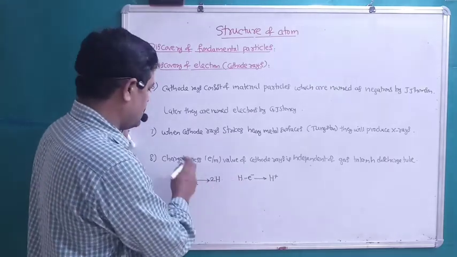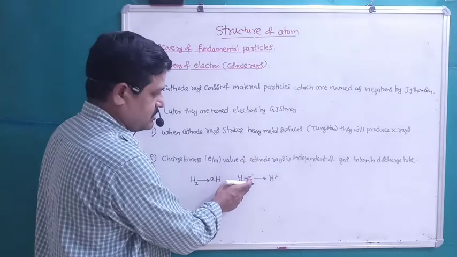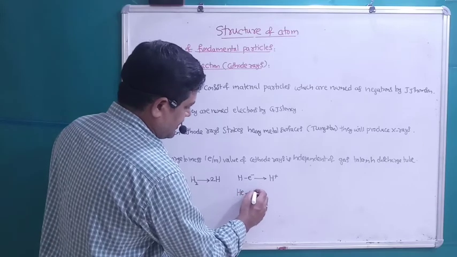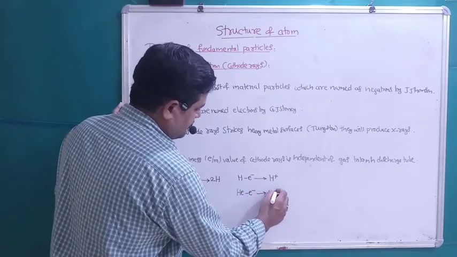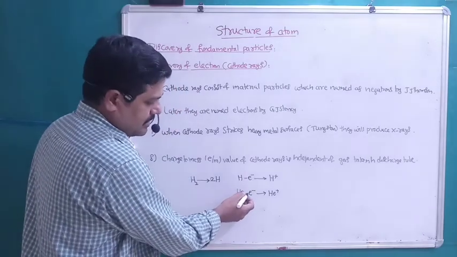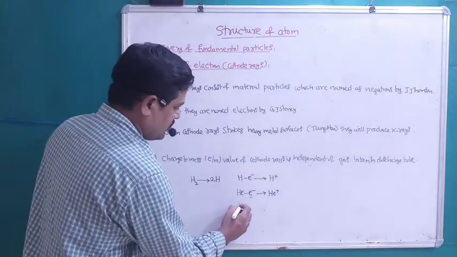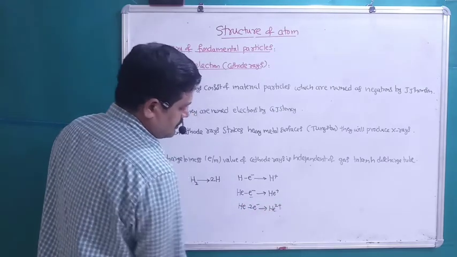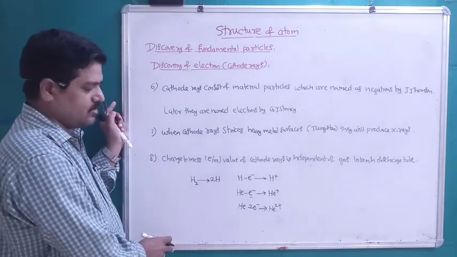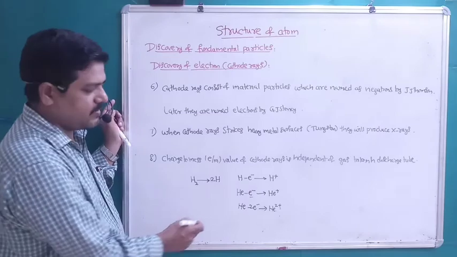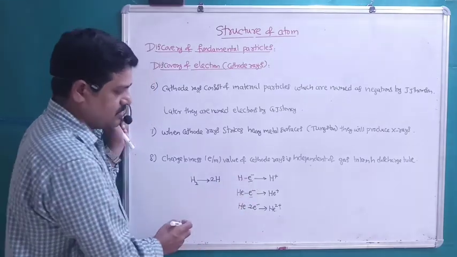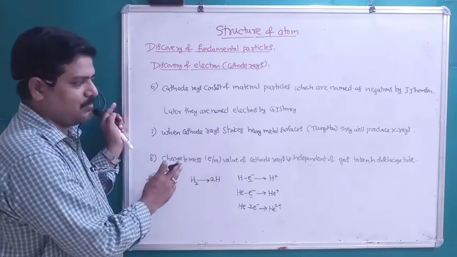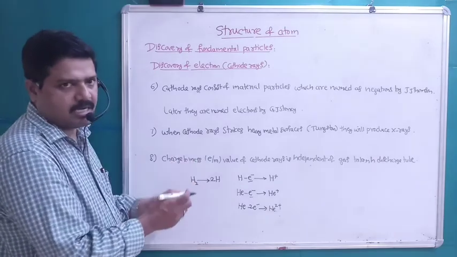So then cathode rays always consist of the electrons, right? And if helium gas is taken, loss of 1 electron will produce He plus. Again, the cathode rays consist of electrons only. If 2 electrons are lost, we will get He 2 plus. Whatever the gas we are taking in the discharge tube, cathode rays always consist of negatively charged particles, they are electrons. So that is the reason why the charge to mass ratio of cathode rays is independent of the gas taken in the discharge tube, right?